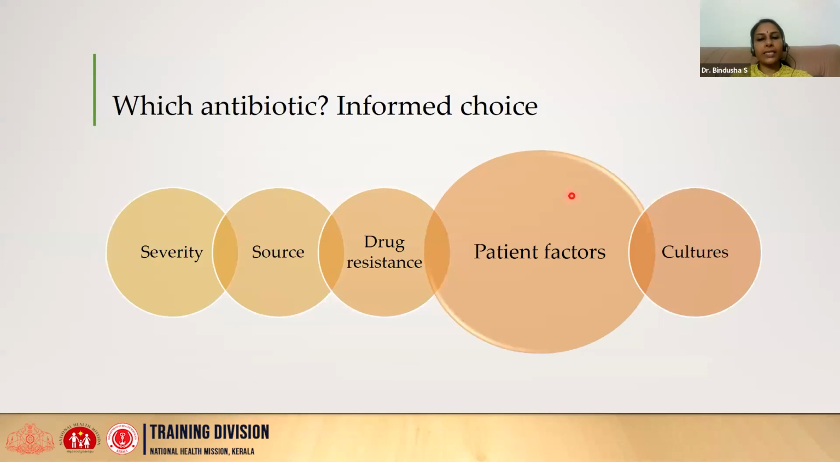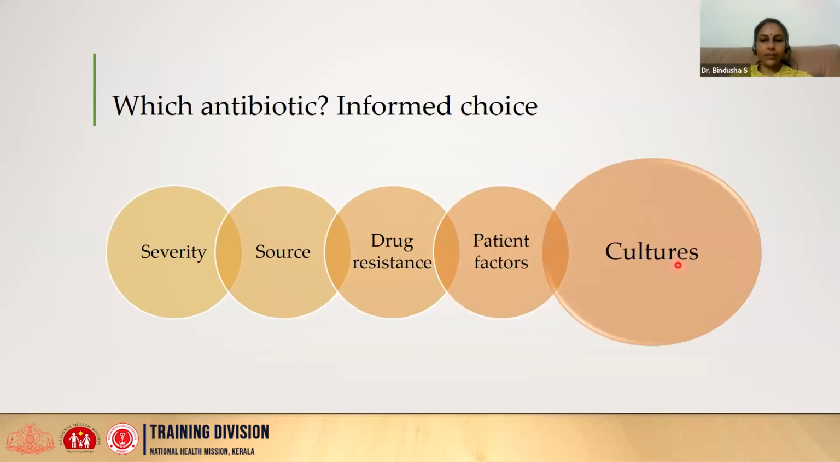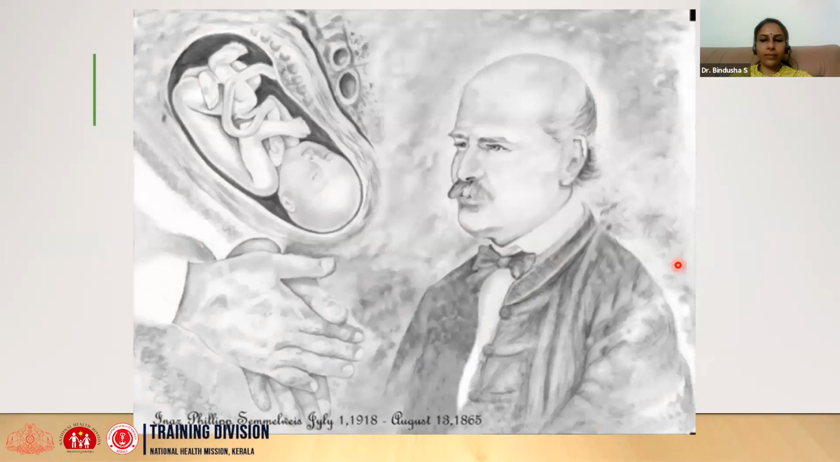The next factor which will determine the choice of antibiotics is patient factors. Sometimes our patient may have a renal problem. Then we may not be able to give antibiotics such as aminoglycosides to that patient. And the next one is culture. Depending upon the culture and sensitivity, we may need to modify our antibiotics. That completes the selection of antibiotics.